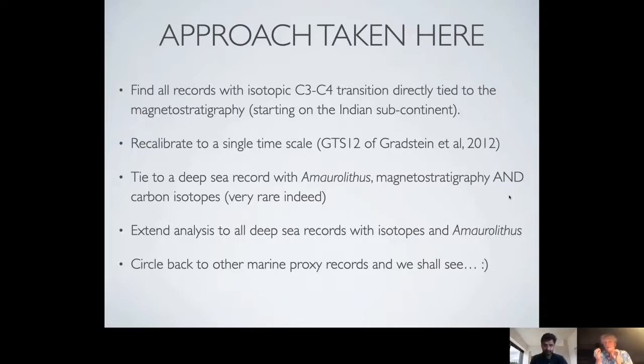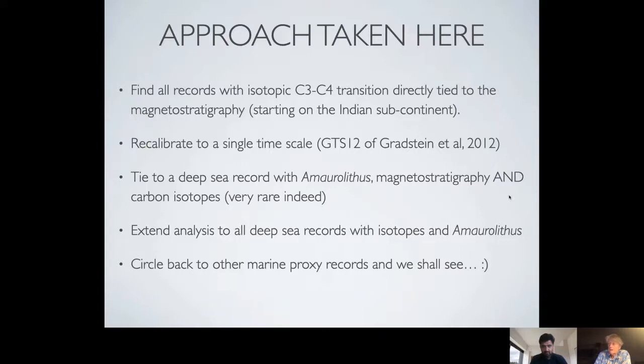to the C3, C4 isotopic, the delta C13 data, and recalibrate everything to the same timescale. And I've picked the GTS 2012, which is pretty stable by now. There are just small changes going to the most recent one. So we're going to stick with the Gradstein et al. 2012 geologic timescale and magnetic timescale.